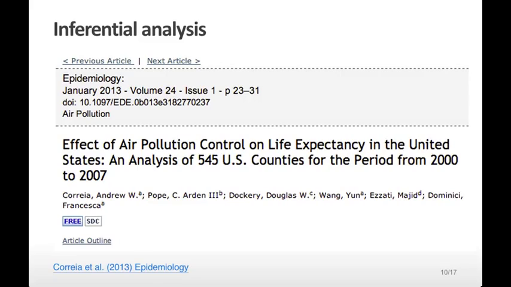Here's an example of an inferential analysis. Here, the authors looked at the effect of air pollution control on life expectancy in 545 U.S. counties for a period from 2000 to 2007. This is a relatively small fraction of the U.S. counties, and the goal was to be able to infer from this particular sample the relationship between life expectancy and air pollution, so that we would have an idea about the relationship in individuals in other counties as well.